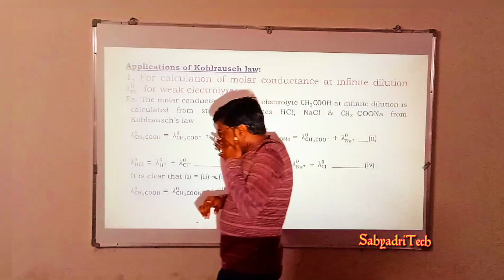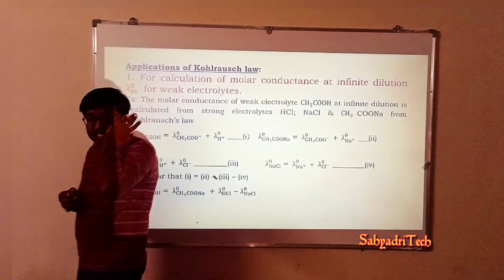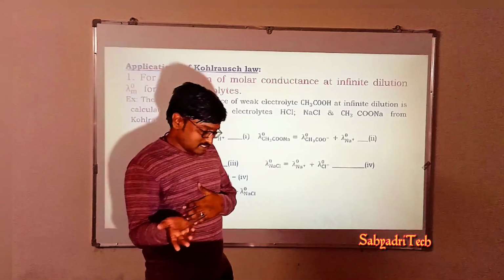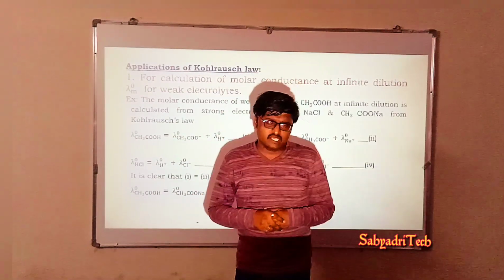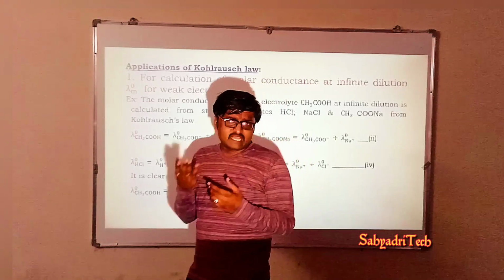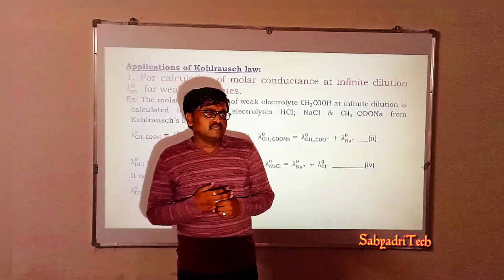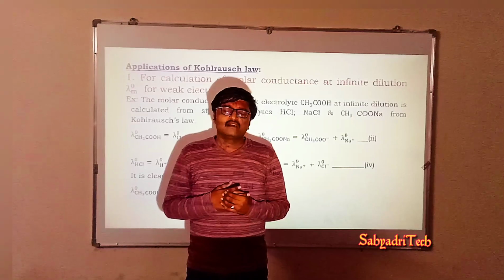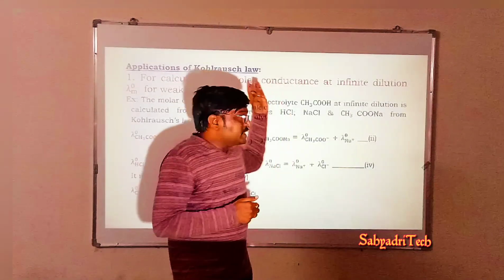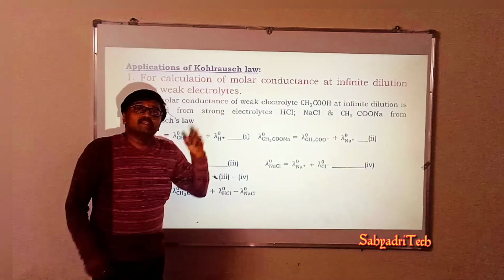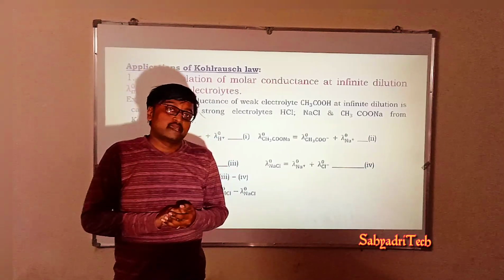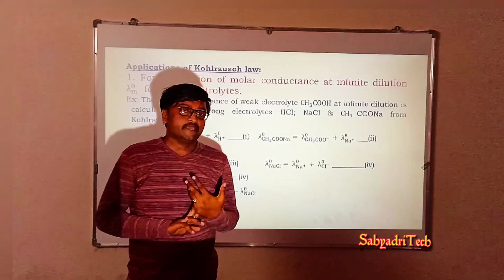Here, application means basically that we can overcome the difficulties associated with the Debye-Huckel-Onsager equation, or I can say the graphical method. With the help of that graphical method, it is not possible to calculate the lambda naught of weak electrolytes. But with the help of Kohlrausch's law, one can calculate the limiting molar conductivity of all weak electrolytes. So it becomes an application of Kohlrausch's law.